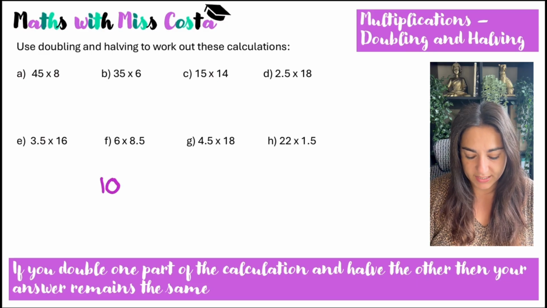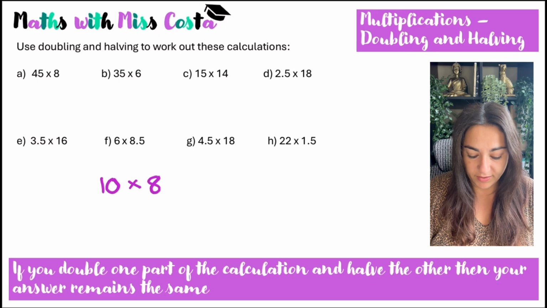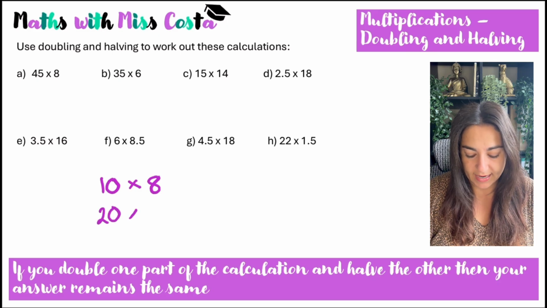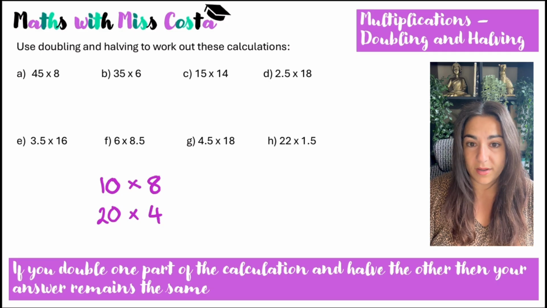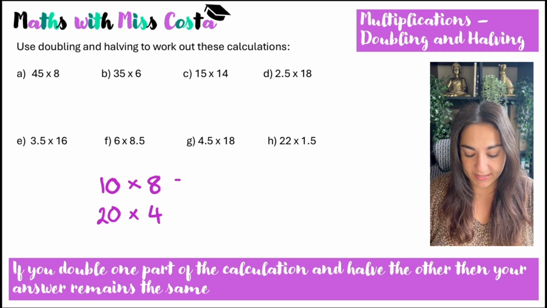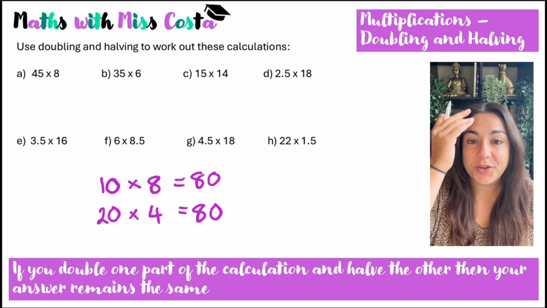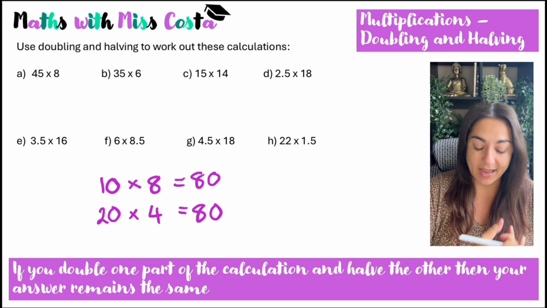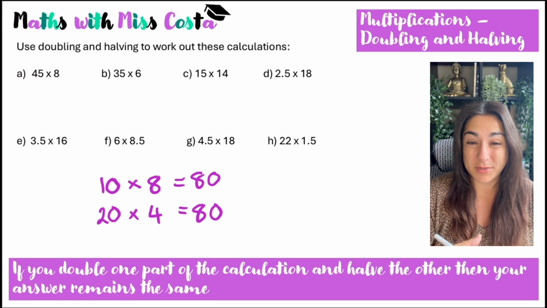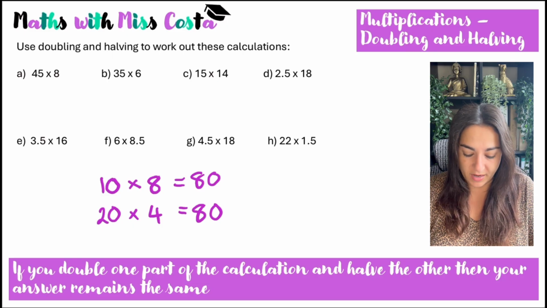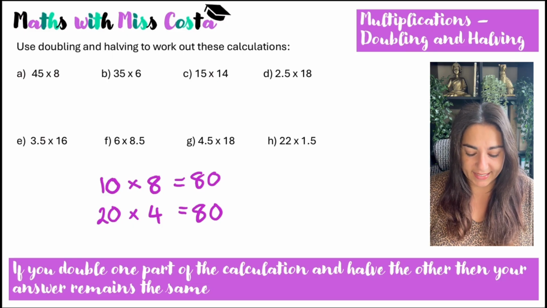So here I've got 10 times 8, let's say. If I doubled 10, that becomes 20, and I halve 8, that would become 4. Let's have a look at what happens to the answer. So 10 times 8 is 80, and 20 times 4 is also 80. So what that shows me is that whenever I've got a calculation and one part, if I doubled it, it would make my calculation a lot easier, I can use this method. So let's see how it would apply.